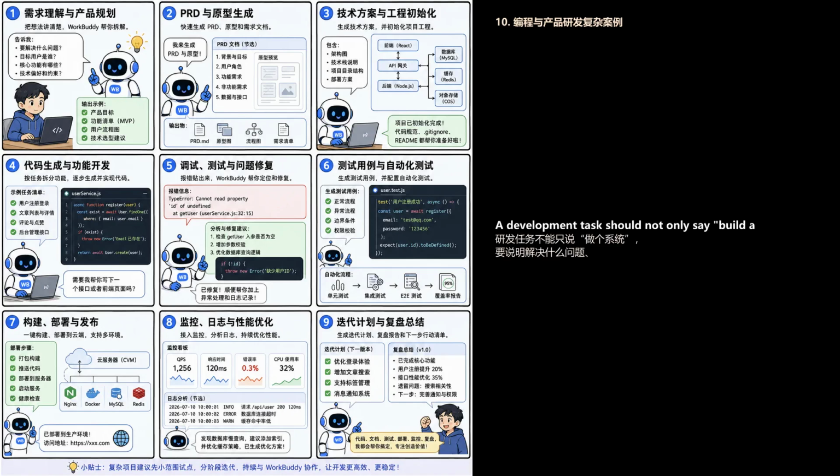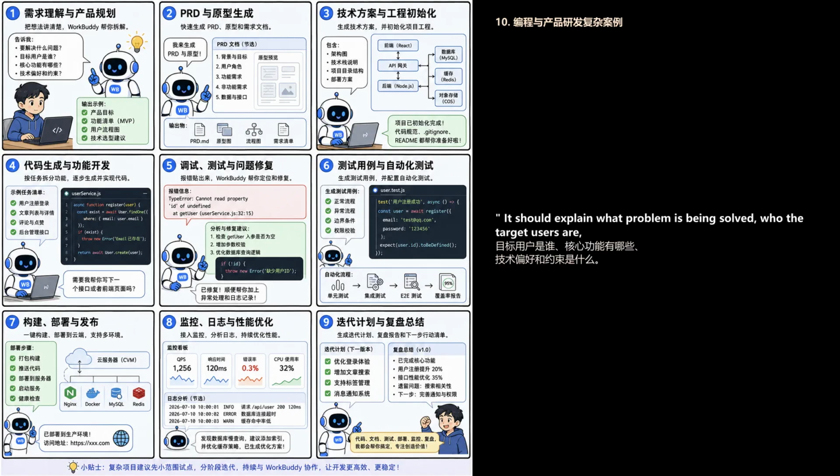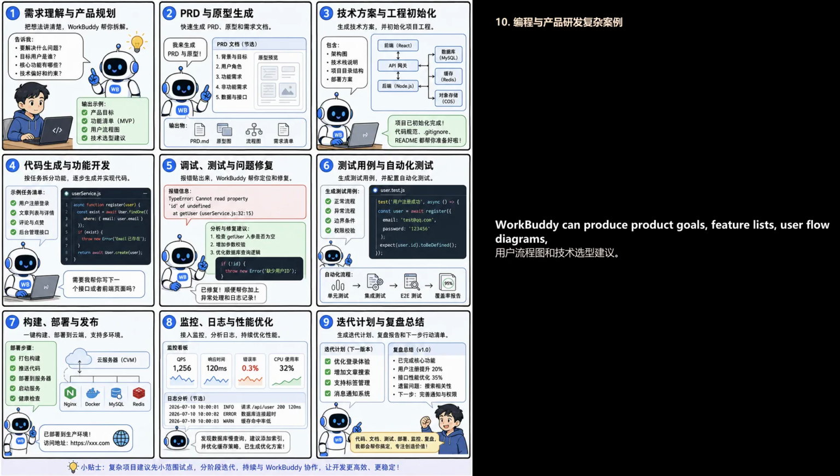It should explain what problem is being solved, who the target users are, which core features are needed, and what technical preferences or constraints exist. WorkBuddy can produce product goals, feature lists, user flow diagrams, and technology suggestions.